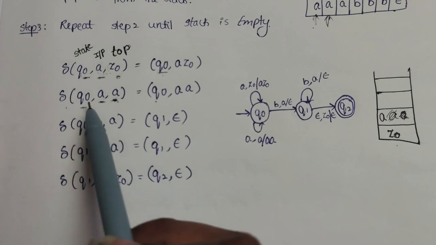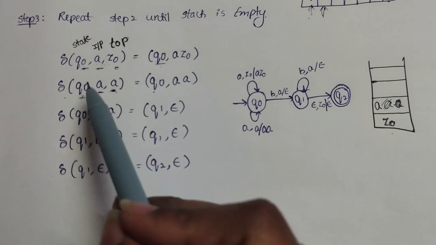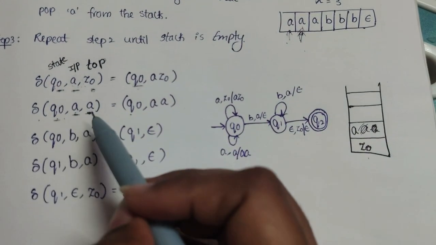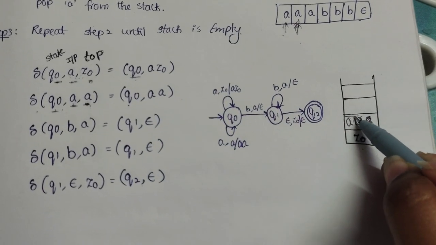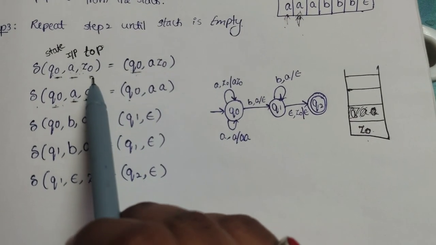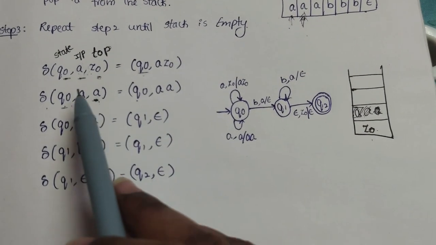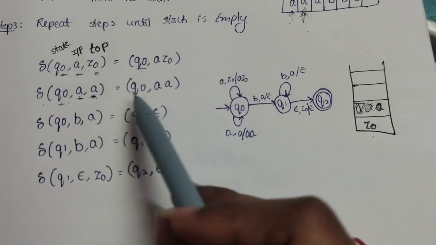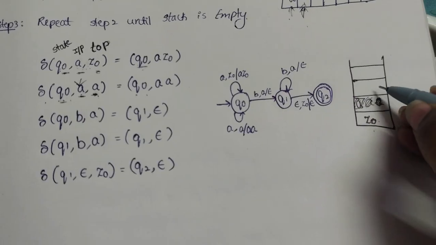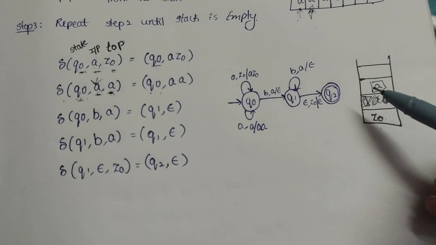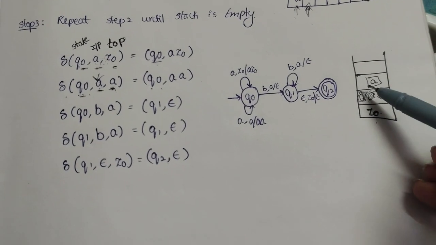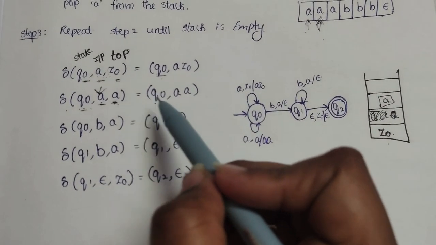Now we have the transition function: Q0 is the state, and the next input alphabet is A. What is the top of the stack now? We have A as the top of the stack; before, there was nothing in the stack, we only had Z0. So Q0, A, A. Now the output will be Q0, comma, and since we pushed A, the top two elements are A, A. Before, the top two elements were A and Z0. Now the top two elements are A, A.